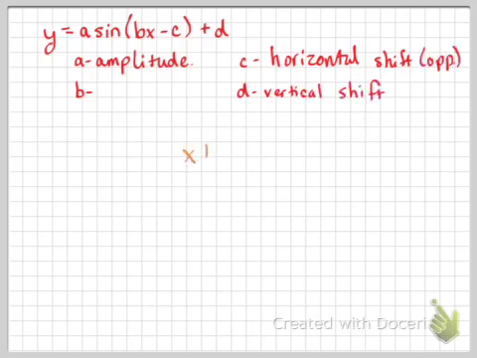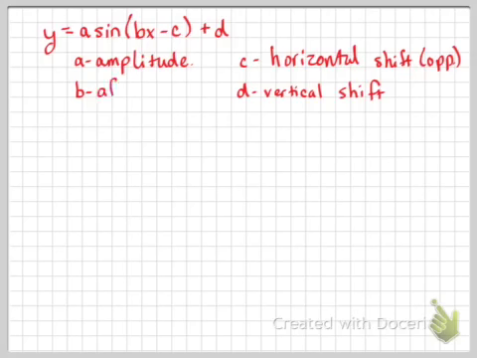Now, let's look at b. Ignore the orange. There it goes. Okay, let's look at b. B is going to affect the period of the function. A trig function sort of looks like a spring almost, and when we affect the period, that's going to compress the spring, or stretch it out.